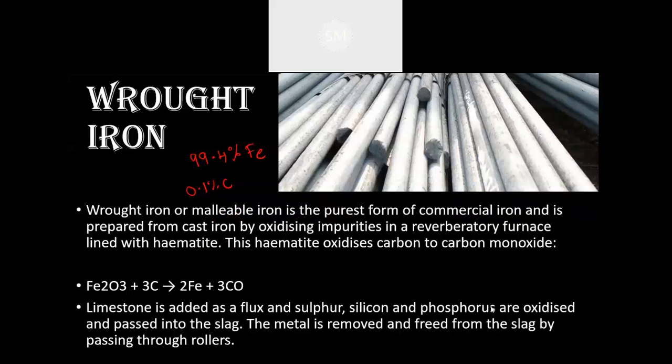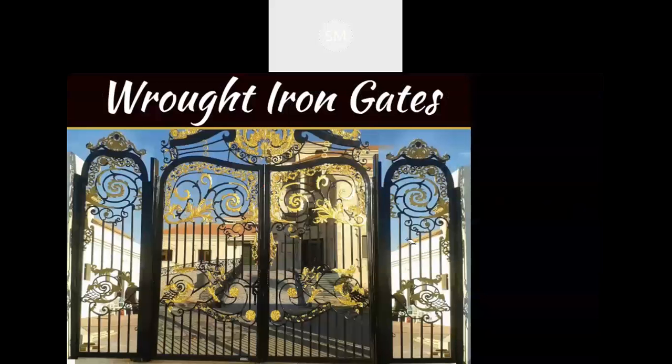How it is prepared, they have just told here. Limestone is added as a flux and the other materials are oxidized and passed into the slag. So most of the impurities are removed through this method. This much is enough if you know. We'll go on with the next extraction. This was just an example, a wrought iron gate. Quite malleable they are, so that is one of their uses.